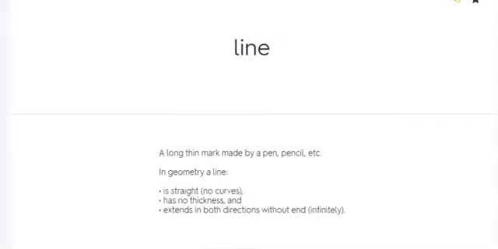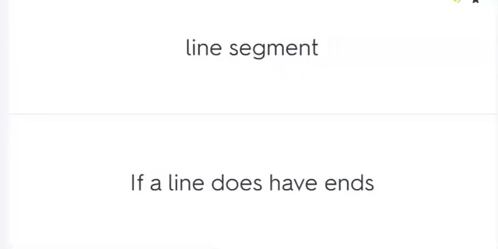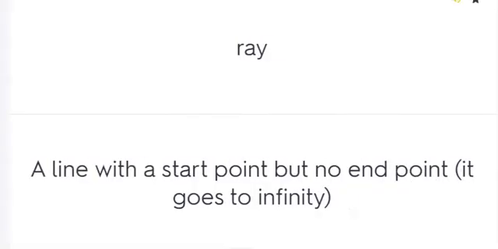Line. A long thin mark made by a pen, pencil, etc. In geometry, a line is straight, has no thickness, and extends in both directions without end. Line segment, if a line does have ends. Ray, a line with a start point but no end point.